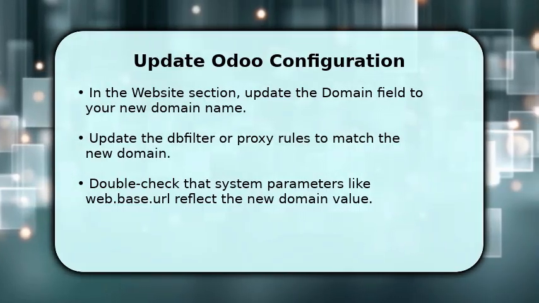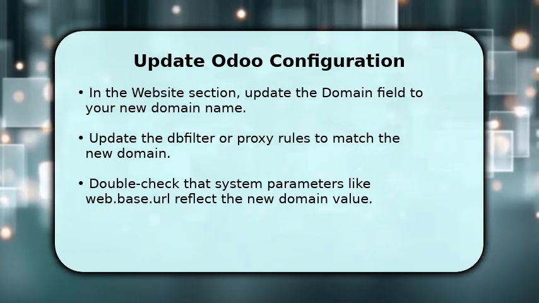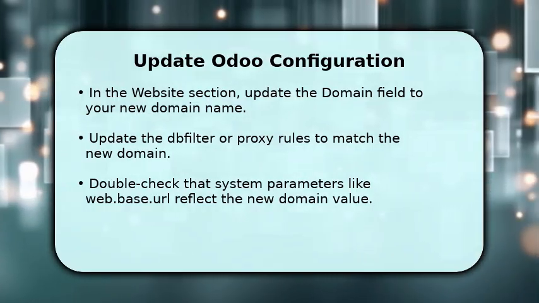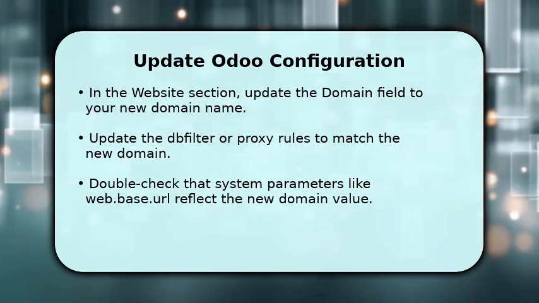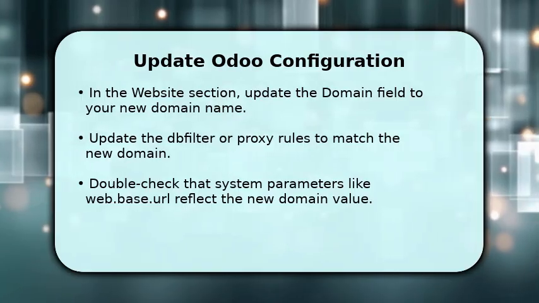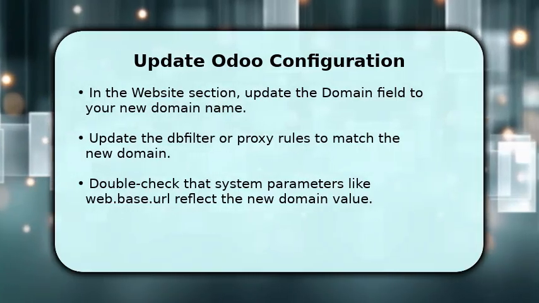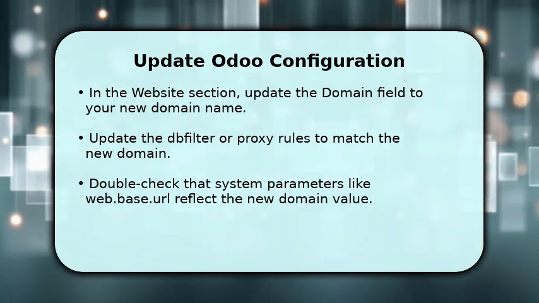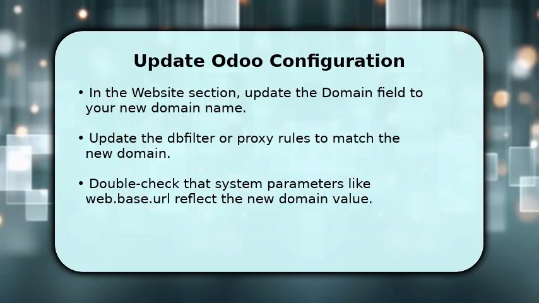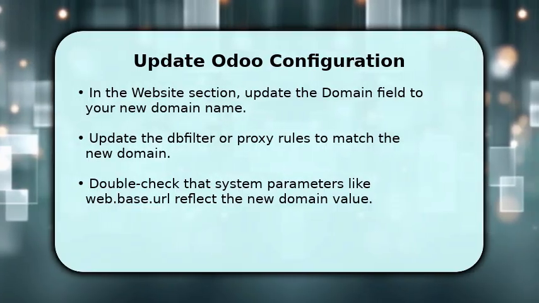For multi-database instances, update the DB filter or proxy rules to match the new domain. If you use a reverse proxy, change the proxy host settings to forward requests to Odoo. Double-check that system parameters like web.base.url reflect the new domain value. Also clear Odoo caches after making domain updates to avoid stale settings.